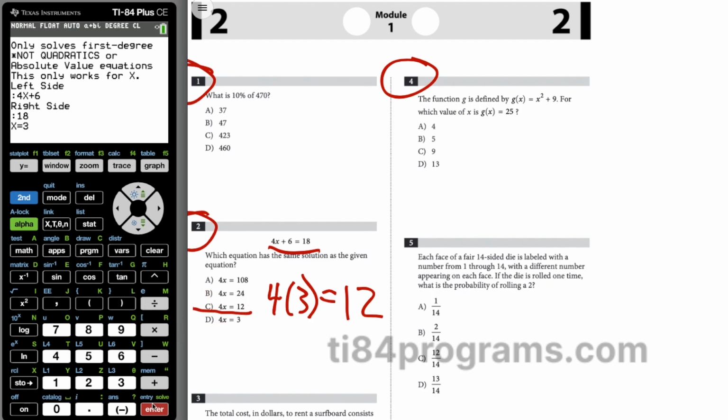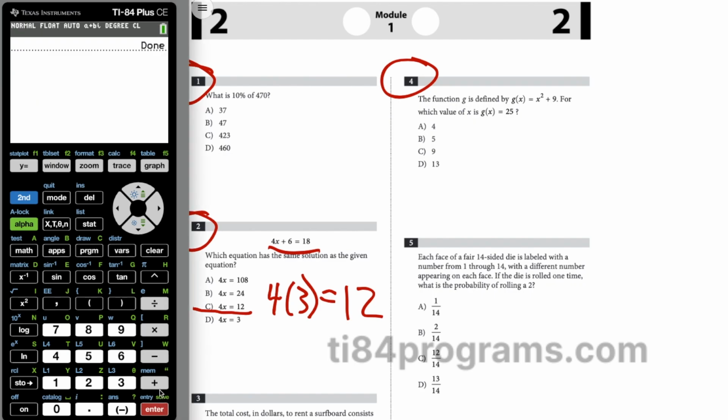Now the next one is problem 4. So we're saying, the function g is defined by g of x is x squared plus 9, for which value of x is g of x equal to 25. So we're going to go to algebra equations, and I'm going to change this. I'm going to add a quad solve, but for now we could solve it like we're just solving a regular equation.